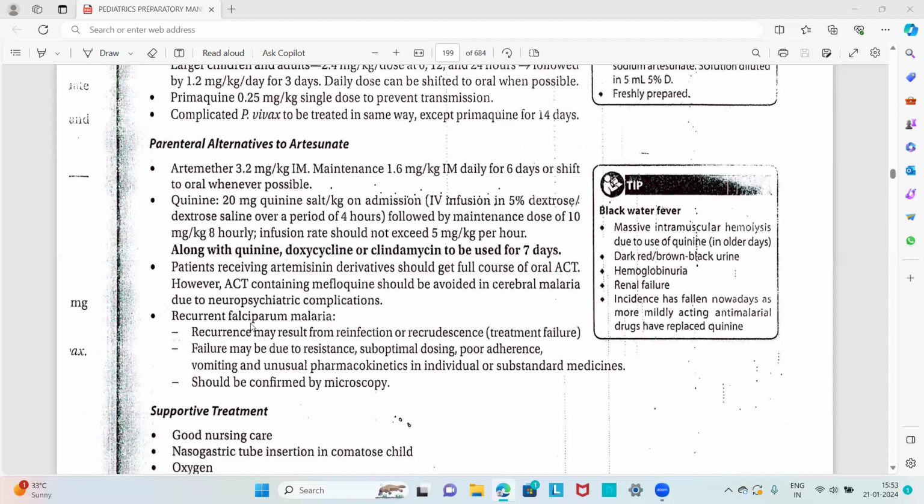In the case of recurrent falciparum malaria, recurrence may result from reinfection or recrudescence, that is treatment failure, which may be due to resistance, suboptimal dosing, poor adherence to the treatment, vomiting, unusual pharmacokinetics in individuals, or substandard medicines. It should be confirmed by microscopy.